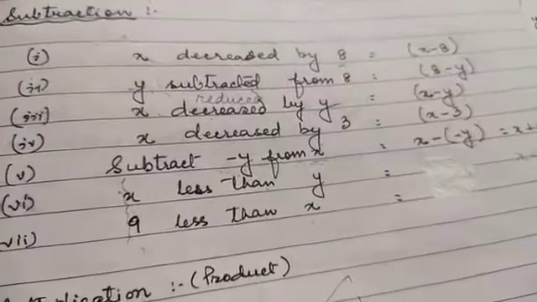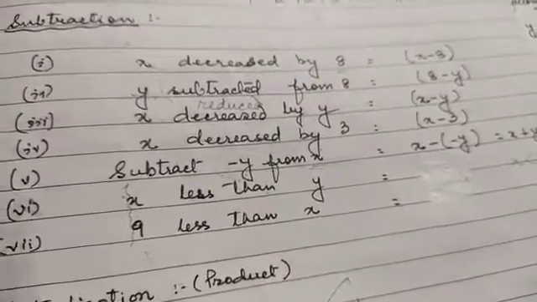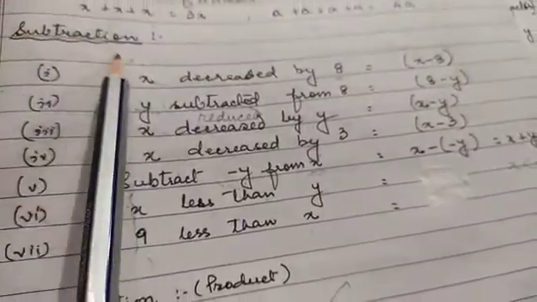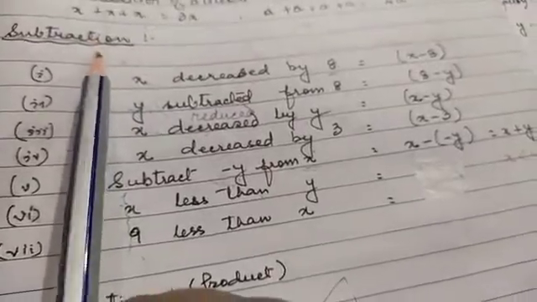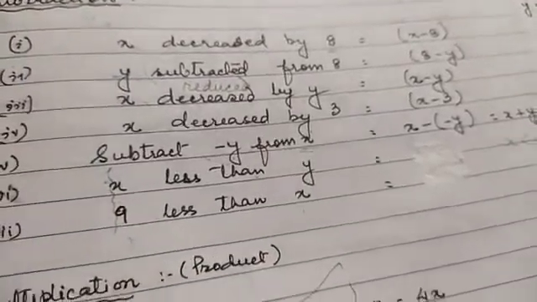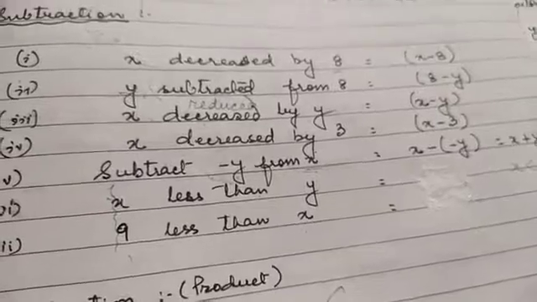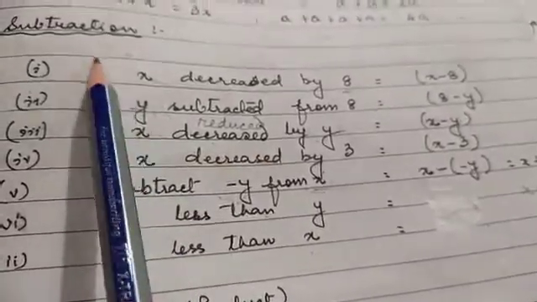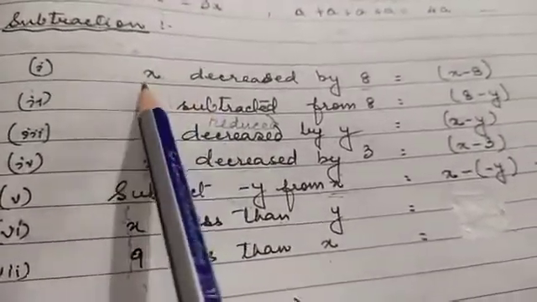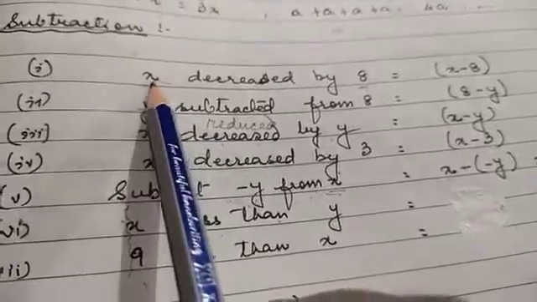Continuing with operations on numbers and literals, we are going to start with subtraction now. In the previous video, we did addition on numbers and literals. Here we'll do the subtraction. For this, we'll understand with the help of a few examples.